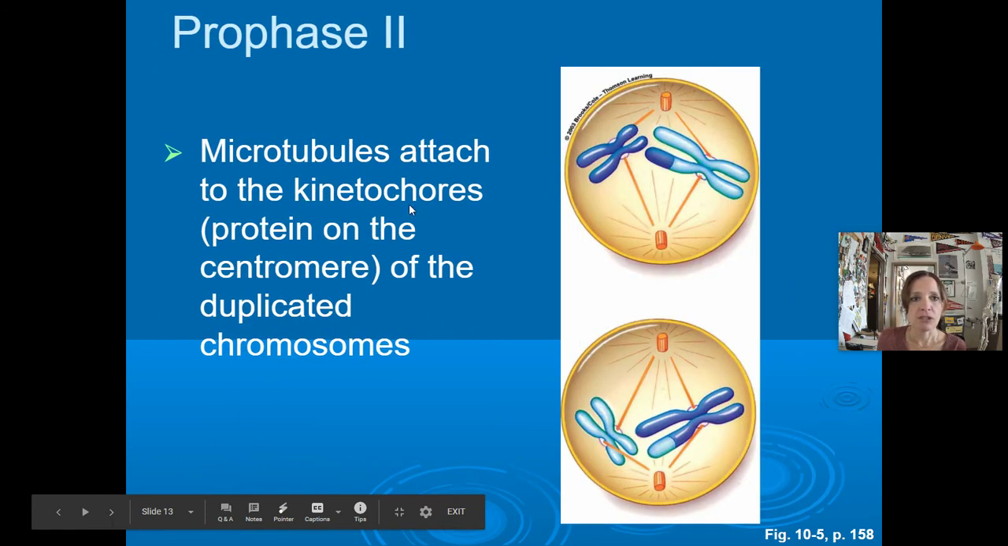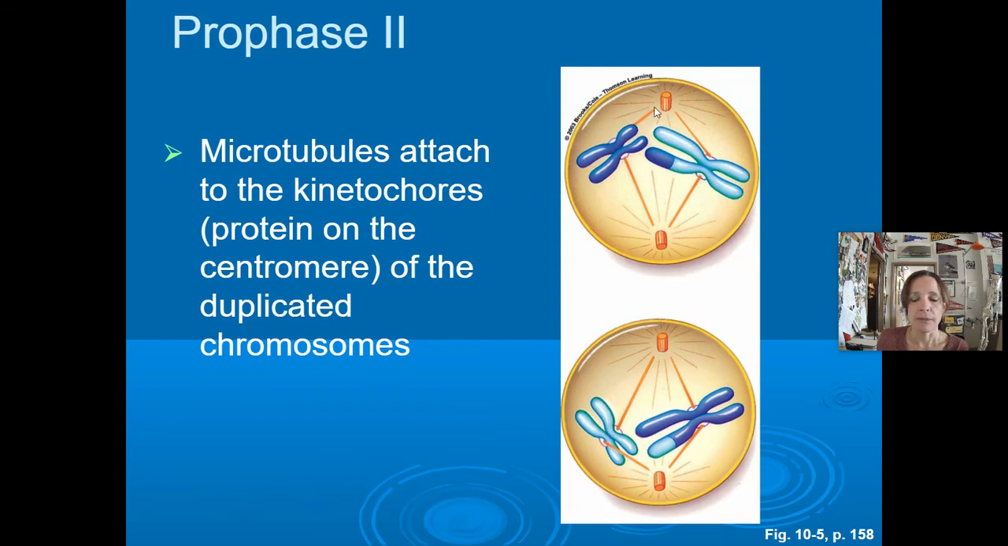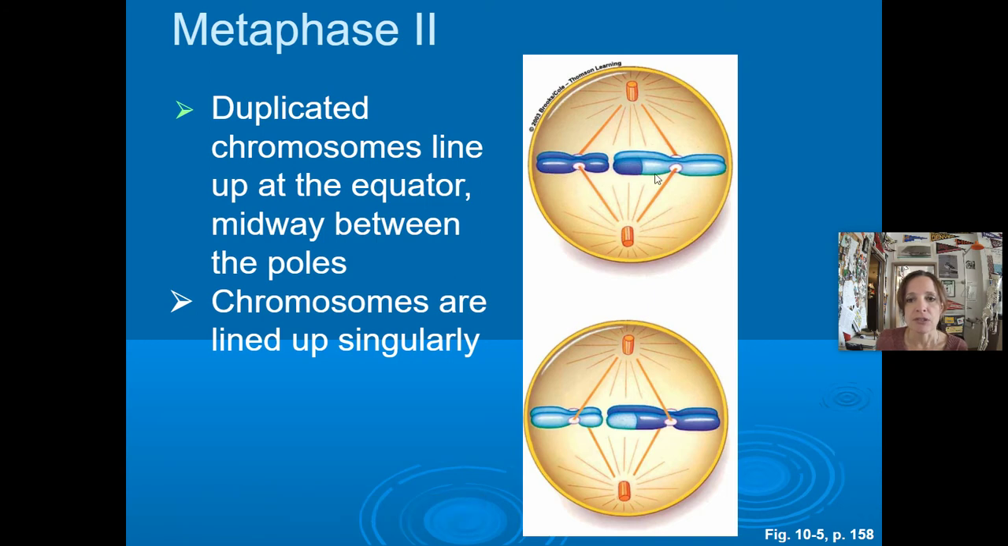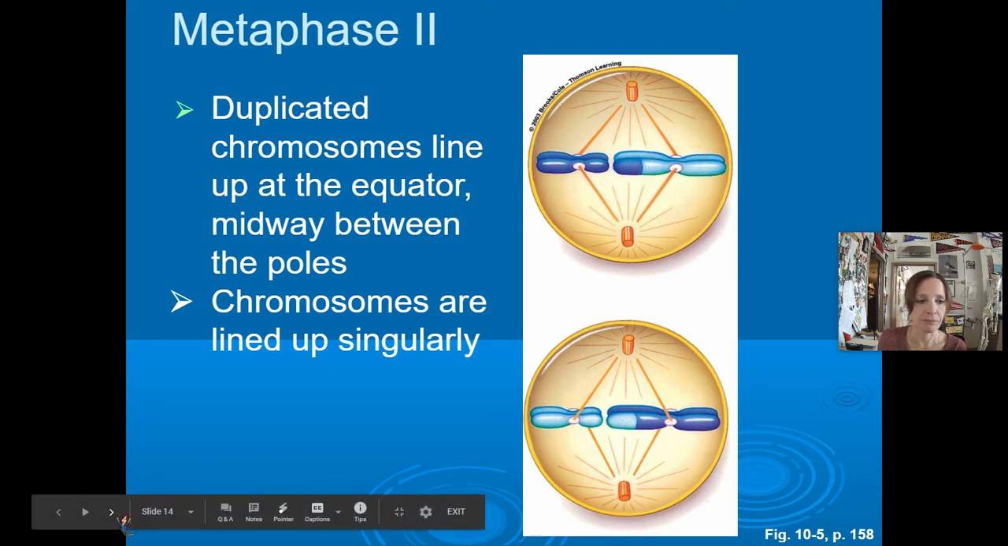And then we move into prophase 2. What happens here is the spindle fibers start to grab onto the chromosomes. Notice there's no crossing over here. There are no chromosomes condensing because they're already condensed. In metaphase 2, the duplicated chromosomes line up, but they don't line up next to each other. They line up on top of each other, basically, side by side, and they're lined up singly. That's what I mean. They're not like in metaphase 1 where they're next to each other.